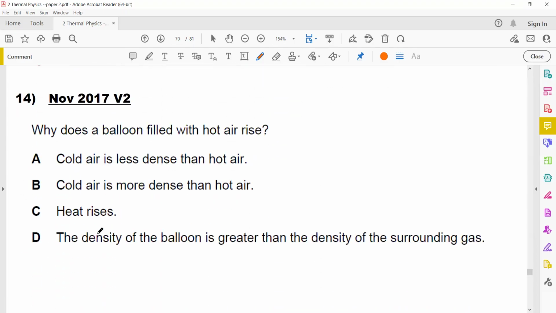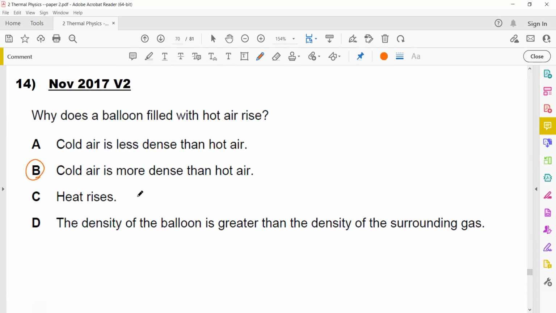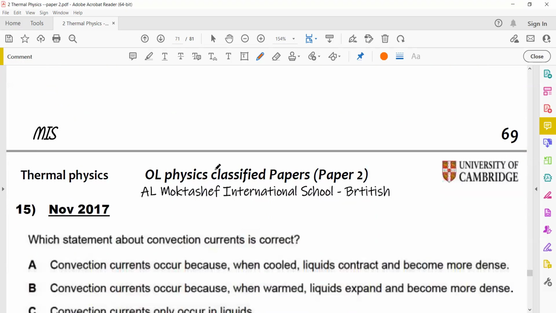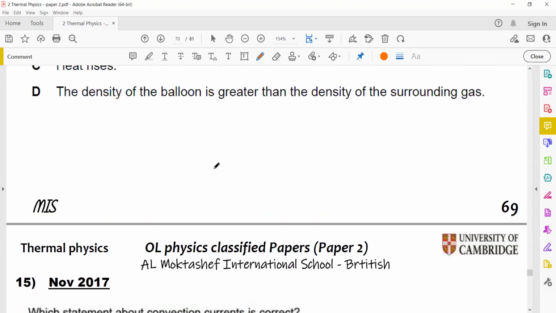Question number 14. Why does a balloon filled with hot air rise? This is because cold air is less dense than hot air. No, cold air is more dense than hot air. So this is a correct statement. Cold air is more dense than hot air. Of course, heat does not rise. The density of the balloon is less than the density of the surroundings. Of course, this is an incorrect statement.